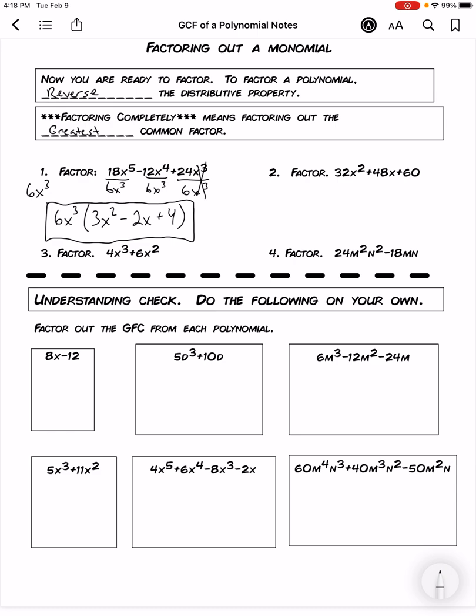All right, looking at number 2, I've got 32, 48, and 60. I know that I can take out a 2. I know that I can take out a 4. But I can't take out a 6 out of all of them, and I can't take out an 8 out of all of them. So it looks like 4 is the largest number that I can remove. So I write my 4.